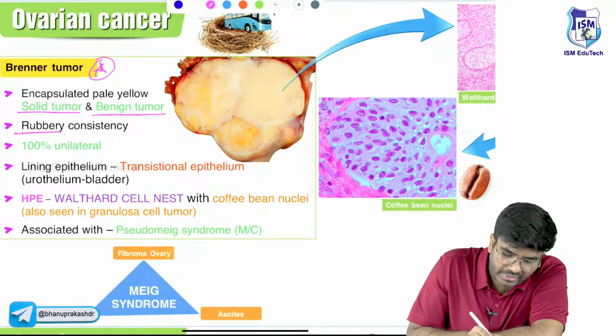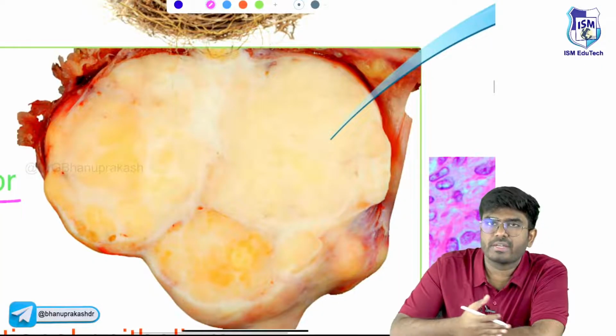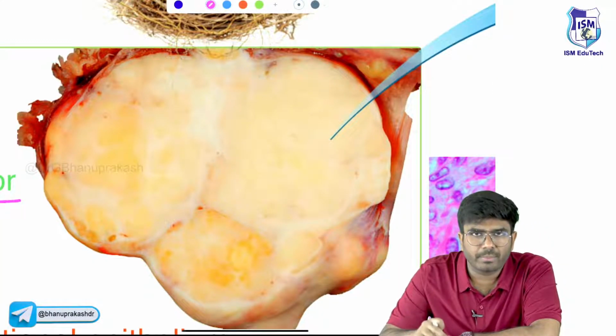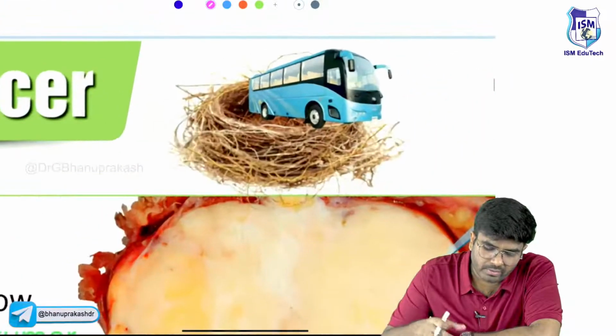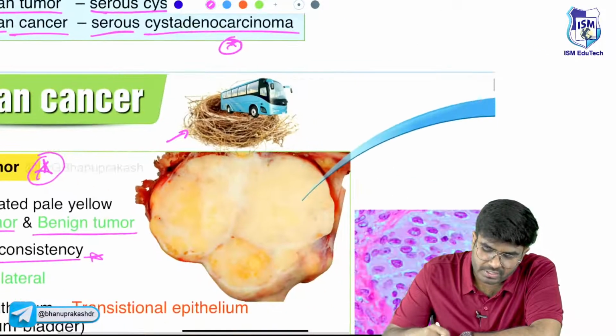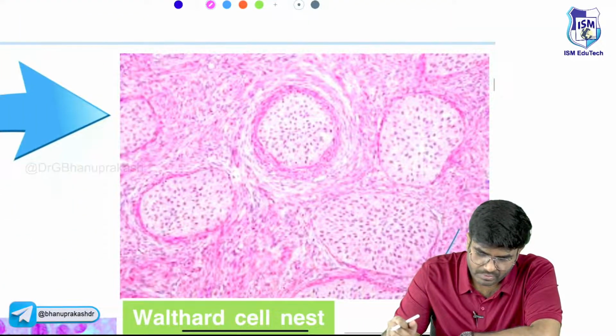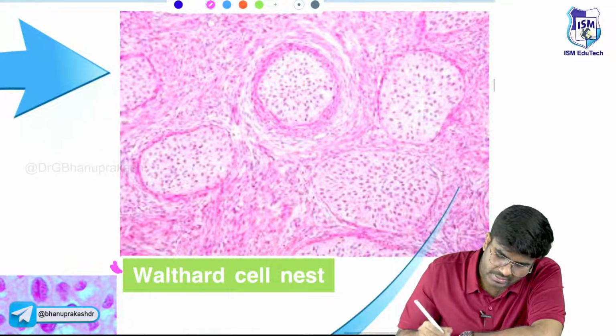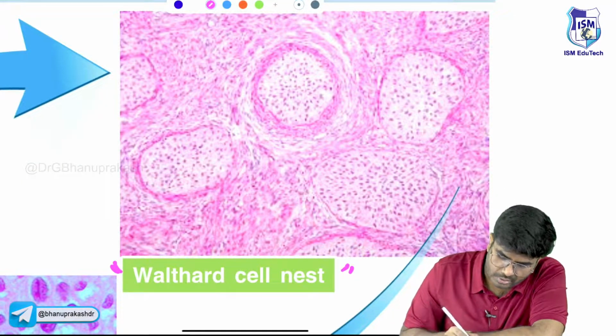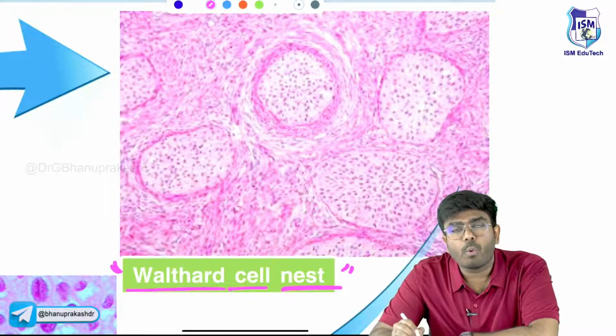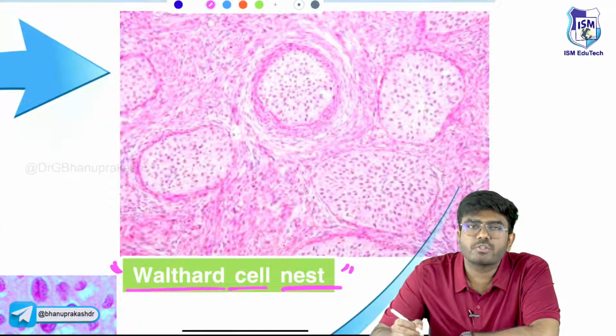So it's going to have the rubbery consistency. Look at how it is looking like a solid. Now, why I have shown here the nest is because under histology what you will say is these nests. These are the tumor cells arranging in the form of a nest, which are called the Walthard cell nest. Walthard cell nest is going to be seen in Brenner tumor.